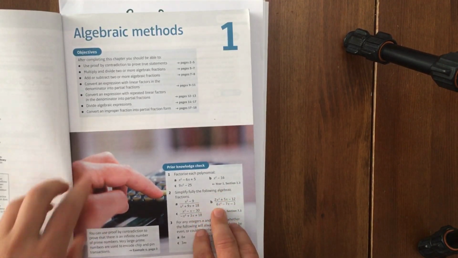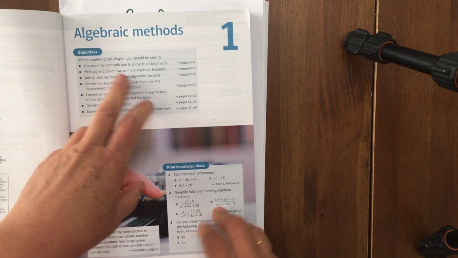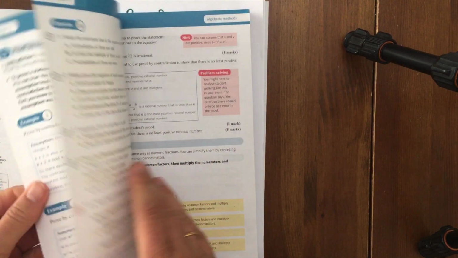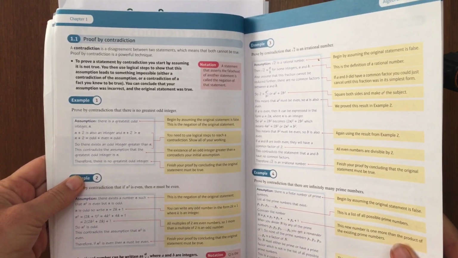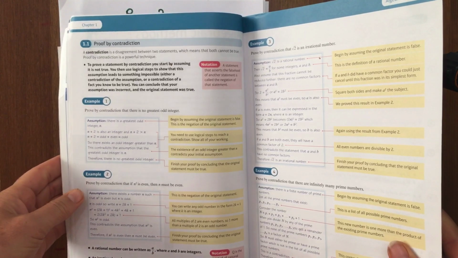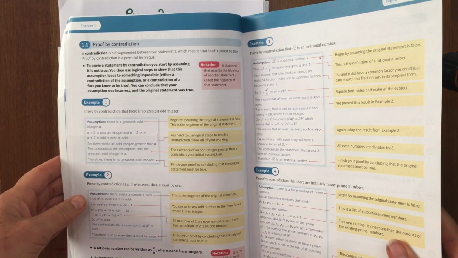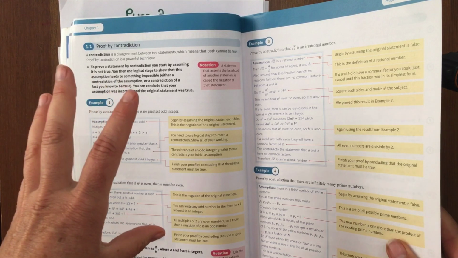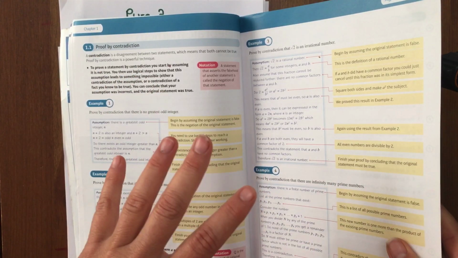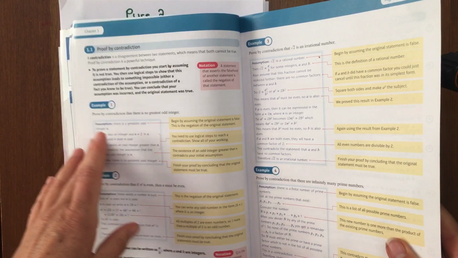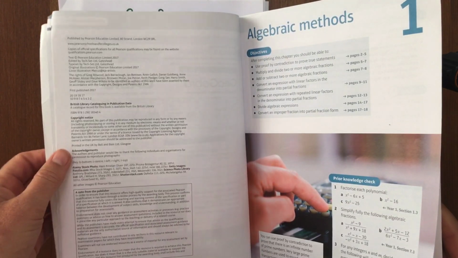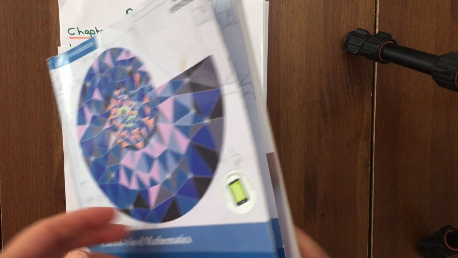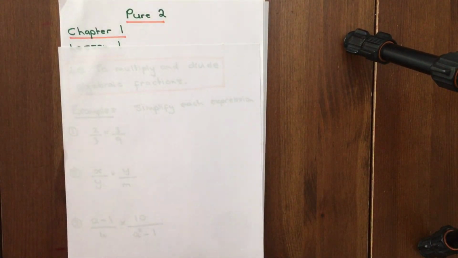I'm going to skip proof by contradiction, the first exercise 1A in this book, because it is really difficult to understand. Even when I'm teaching it in a class, it is difficult. So the rest of the chapter is fine, so don't worry about that. So I'm skipping out proof by contradiction at the moment. Obviously, feel free to read that yourself, and we will do that when we get back into lessons at school.